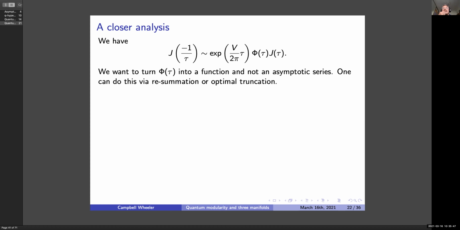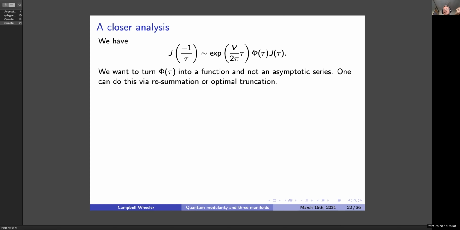Okay, so let's have a closer look at this asymptotic statement. If instead of taking the logarithm, we just look at the function j, then asymptotically, it behaves like this. We have some exponential term that's growing, which was that linear term at the start. And then we have some function which had an asymptotic series in tau to the half, basically. It had some nice asymptotic series, but it didn't converge. So it would be nice if we could turn this into a function.